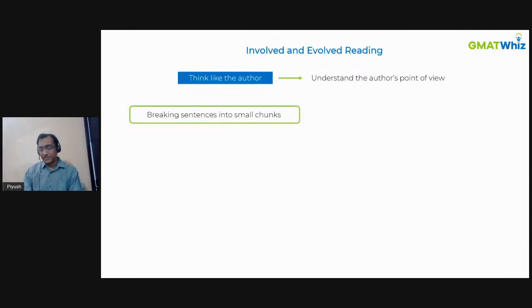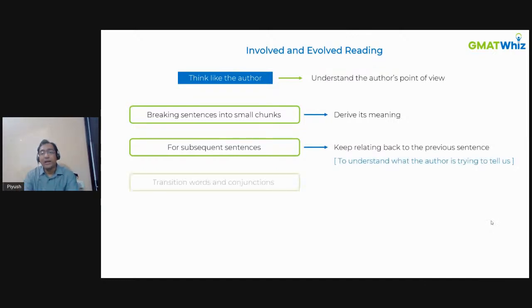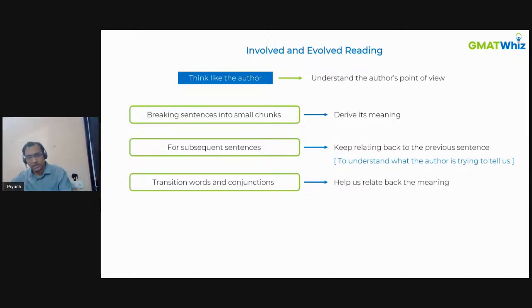So whenever you're reading a passage, as you're reading it, you have to consciously break it into smaller chunks and try and understand the meaning of each part. Okay, then for every subsequent sentence, you should keep relating back to the previous sentence by asking yourself questions such as, why has the author brought this particular point of view? What is he trying to do over here? What is the author's take on it? Whether he's in favor of it, against it? Think of all these things, and to do that, you look at the transition words and conjunctions. They will give you a clue in terms of how the information is flowing through the passage.